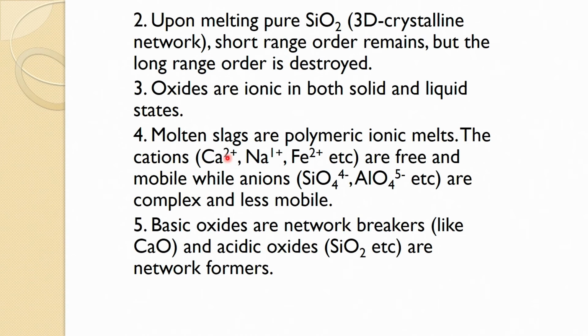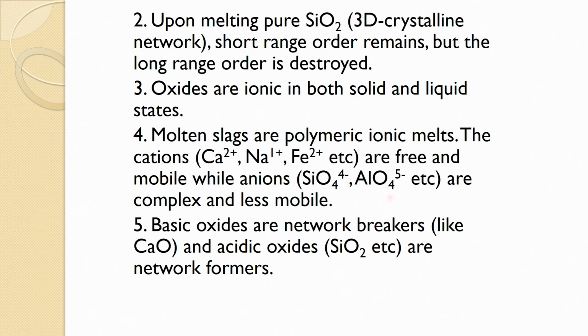The cations like calcium, sodium, iron, etc. are free and mobile, while anions, silicate, AlO4, etc. are complex and less mobile. So, the cations are freely movable, but the anions are less mobile, and basic oxides are network breakers, like CaO and MgO. These are basic oxides, so these are network breakers.